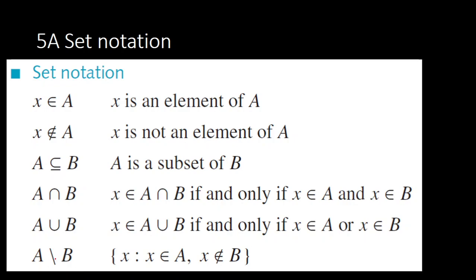It's a difference of sets. So A backslash B means the values in the set B will be excluded. So something to keep in mind.